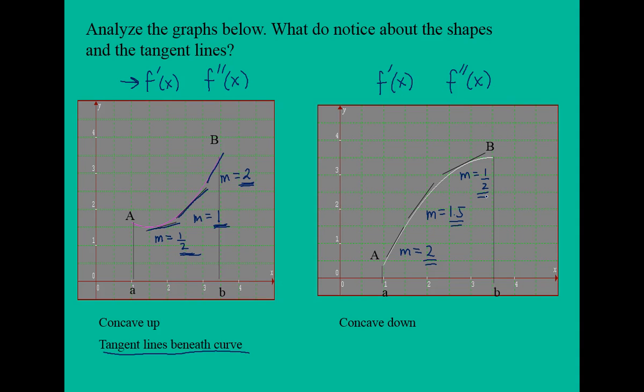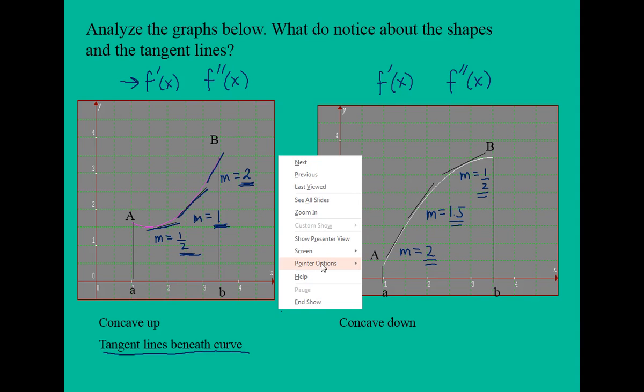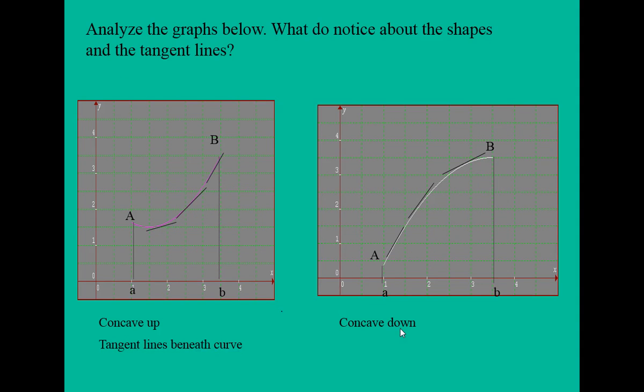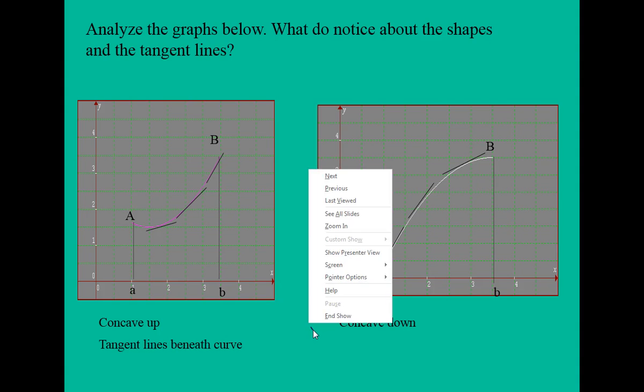So this indicates that we are going to be using the second derivative to determine the concavity of a function on an interval. If the rate of change of the slope of the tangent lines is increasing, it's concave up. If the rate of change of the tangent lines is decreasing, it's going to be concave down.